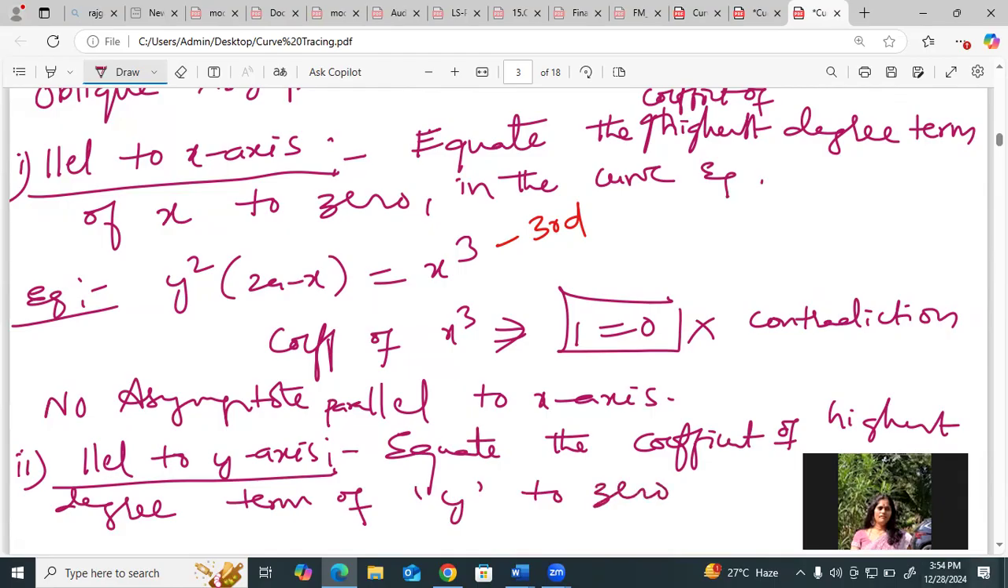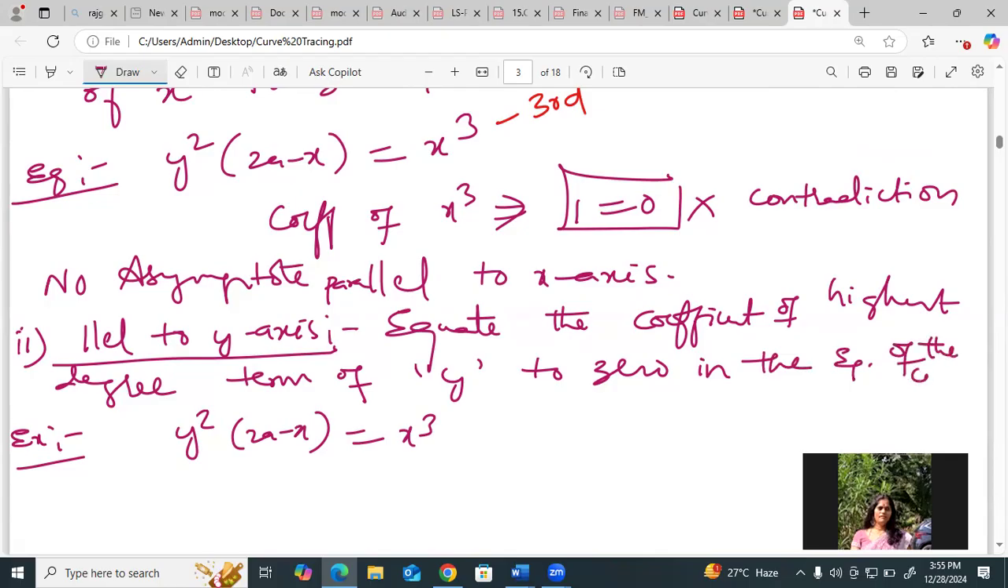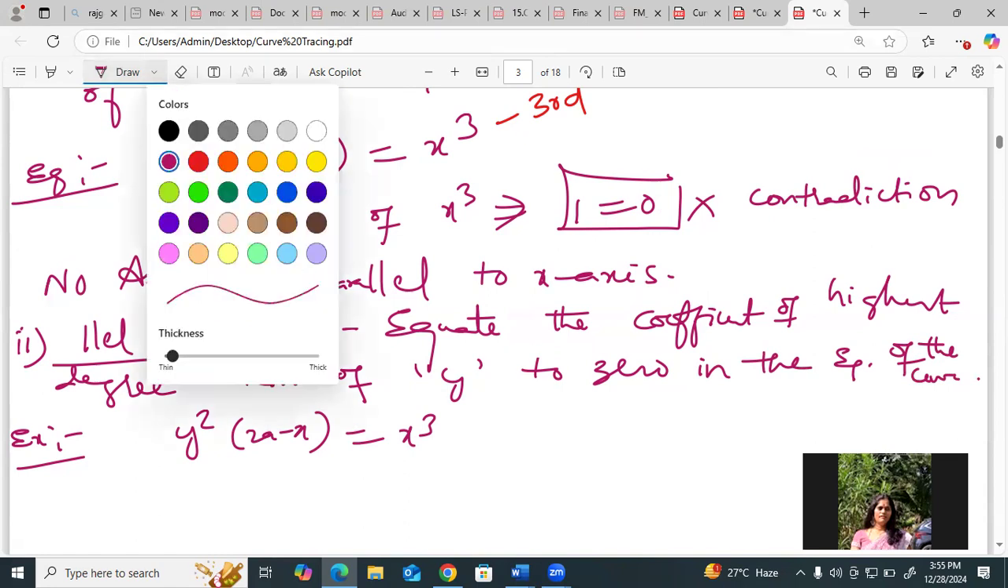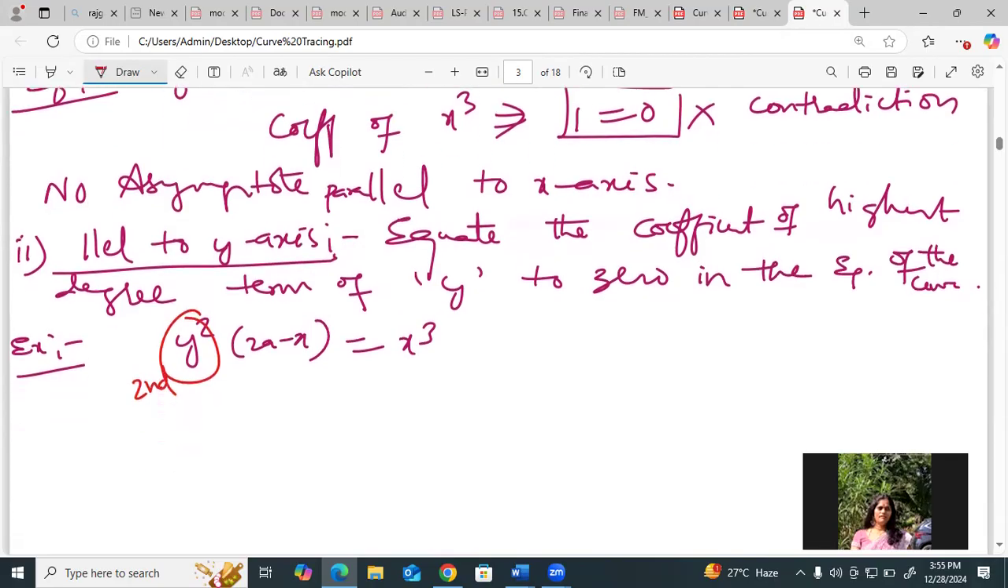Consider the same example, please. In the equation of the curve, y square into 2a minus x is equal to x cube. Now, what's the highest degree term of y? It is 2, second degree. So its coefficient, 2a minus x, is equal to 0. This implies x is equal to 2a.